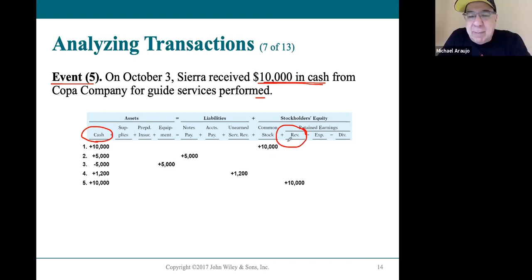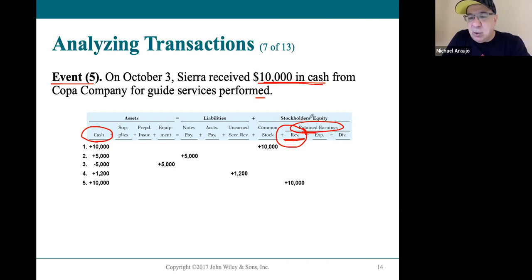Okay. So the actual account that was affected by this transaction was service revenue. Yes. So we have actually more. So the service revenue account is going to get a credit for 10,000, because we have more service revenue here. So service revenue is the source of the profits for retained earnings.